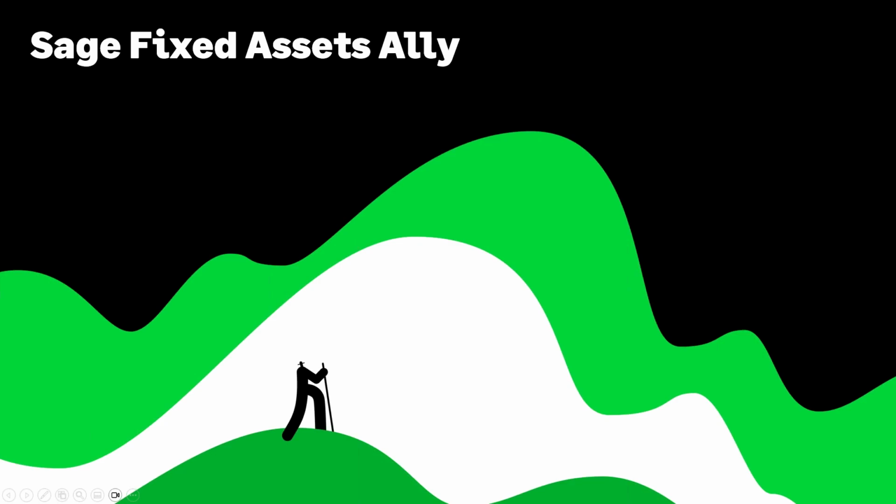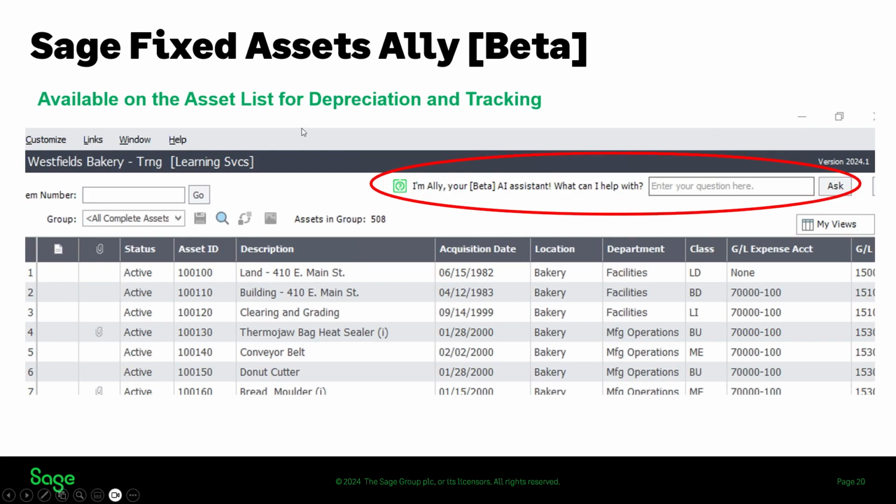So that covers the tax updates. And now I'm excited to talk about Sage Fixed Assets Ally. This is the new AI help feature that we added in the product in this release. It's available right here on the asset list, in depreciation, and in our tracking module. You can ask questions about either product from within either application.